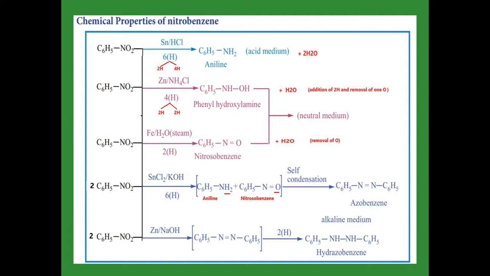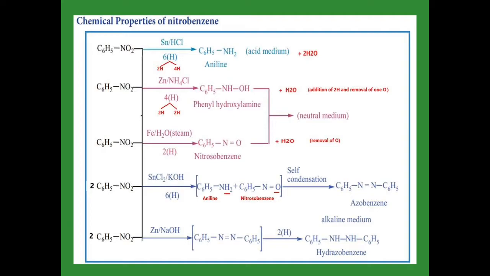The next one, the nitrobenzene is added with zinc and ammonium chloride. It is called a neutral medium. In that one, 4 hydrogen is added. I split it into 2 hydrogen and 2 hydrogen. One of the 2 hydrogen takes away 1 oxygen, so 1 mole of water is removed. Instead of that 1 oxygen, we are going to add 2 hydrogen. So it gives phenyl hydroxylamine. The C6H5 is called phenyl, and NHOH is called hydroxylamine.